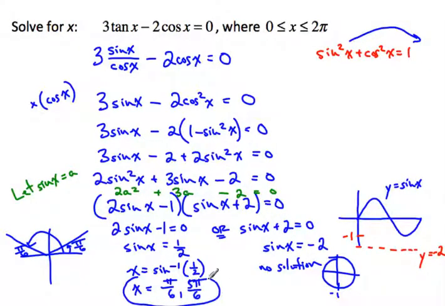So our final answer then is x is equal to pi over 6 or x is equal to 5 pi over 6. And plugging either of those back into the original equation will give you 0 on the left side, which equals the 0 on the right-hand side. So those are some examples of more complicated trig equations.